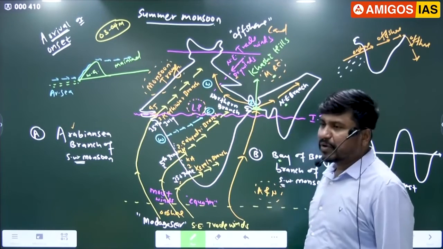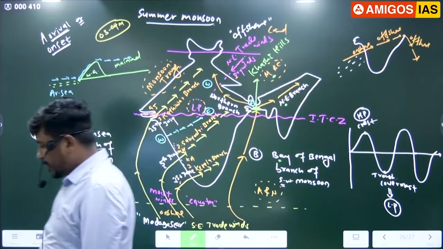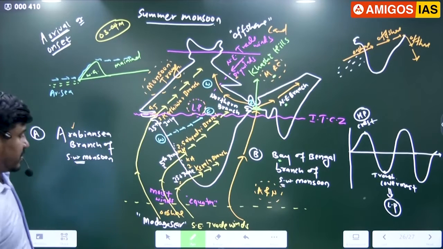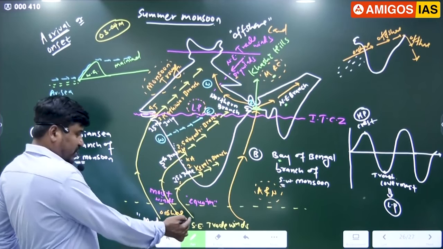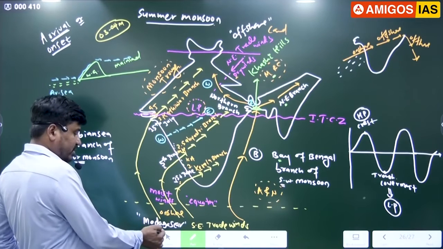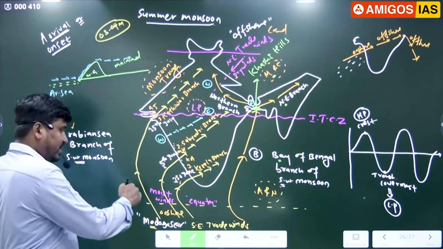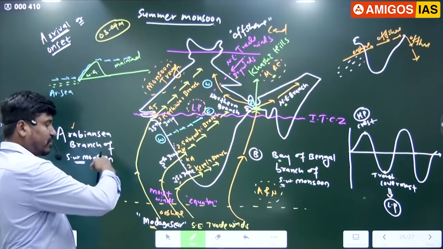Now put the heading Bay of Bengal branch. The second branch is the Bay of Bengal branch. First listen. Here we have discussed that the southeast trade winds from Madagascar cross the equator and deflect towards the right, and they travel above the Arabian Sea. That we call the Arabian Sea branch.